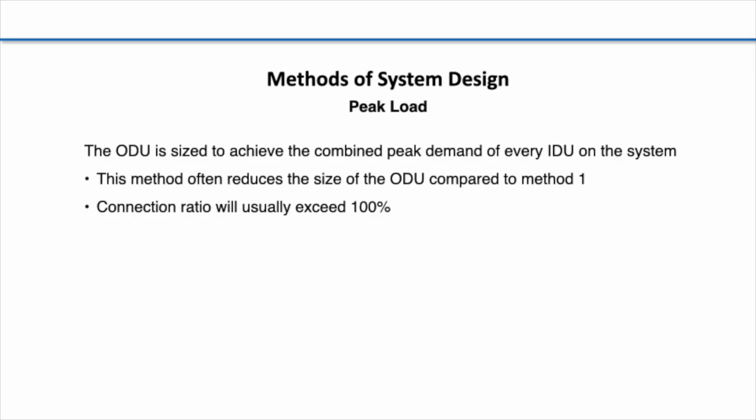If we design a system based off of peak load, the outdoor unit is sized to achieve the combined peak demand of every indoor unit on the system. This method often reduces the size of the outdoor unit compared to sizing it to 100% connection ratio. And in this case, the connection ratio will almost always exceed 100%.